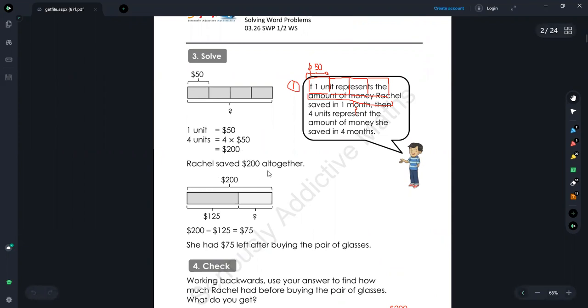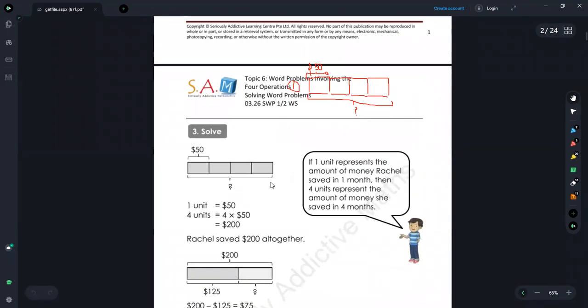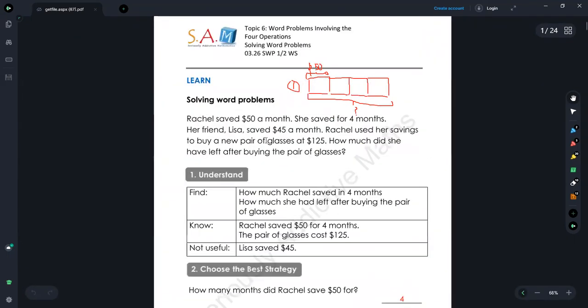Then you draw another bar model. That's the second step, because Rachel saved this amount of money, and then she used it to buy a pair of glasses at $125. How much did she have left? Now, when you draw the second bar model, it is important to tell them that they have to draw the same style because it is proportionate. It's the same amount of money, step 1 versus step 2. So do not allow them to draw a bar longer or shorter than this. So this becomes 200. Please take note of that. It has to be the same size because it's the same amount of money.